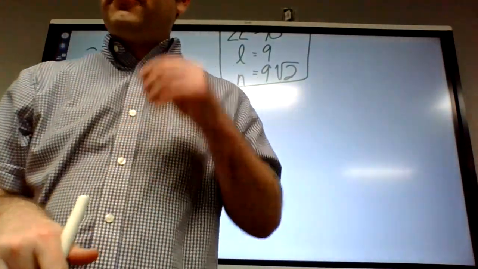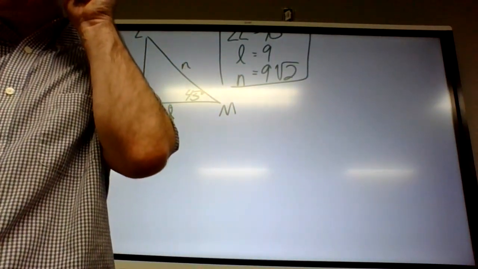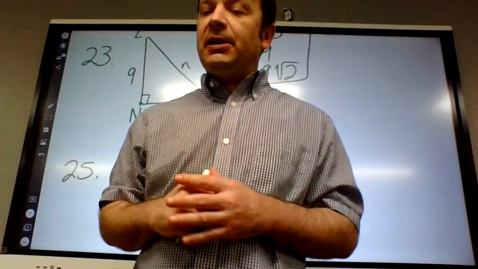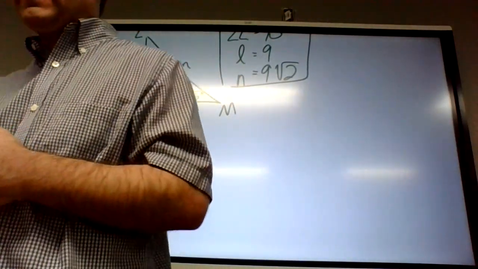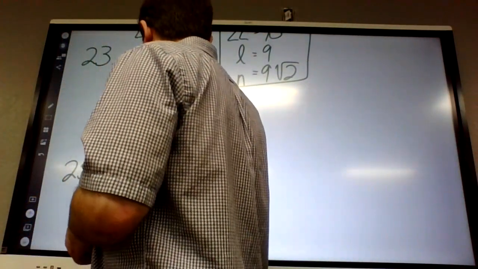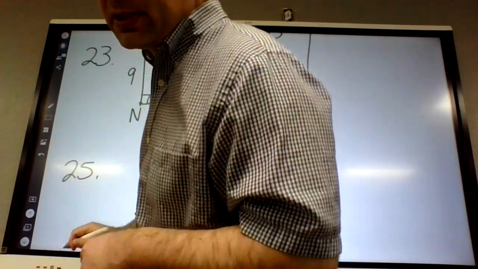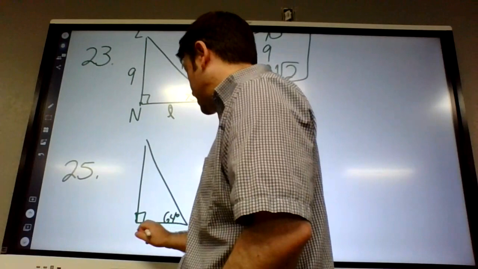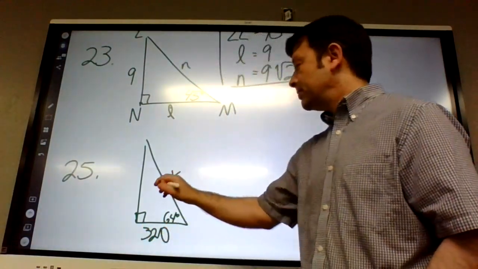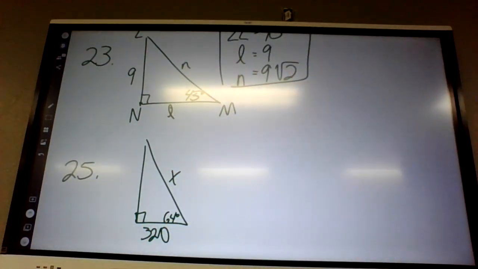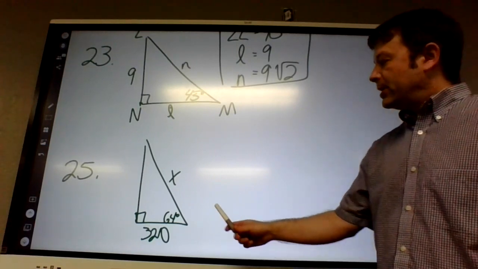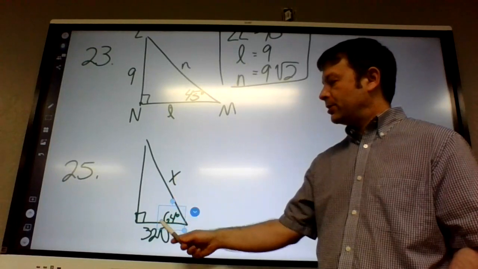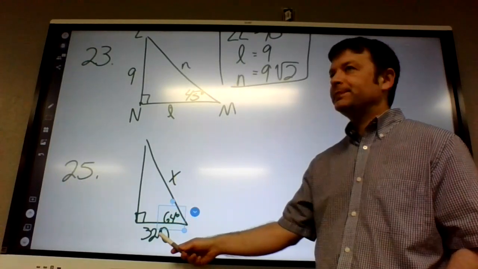Okay, using the figure, find the distance across the river from A to C. So basically, we are finding the hypotenuse, right? And they give us a 64 degrees right here and a 320 right here. So we're looking for AC, which is the hypotenuse of the triangle right there. Okay, relative to this angle, what sides am I working with here? 320 is the what? Adjacent.